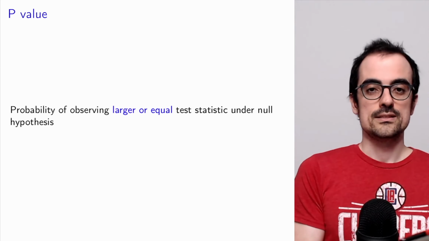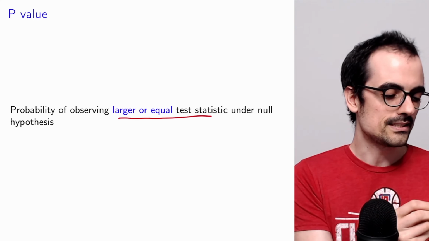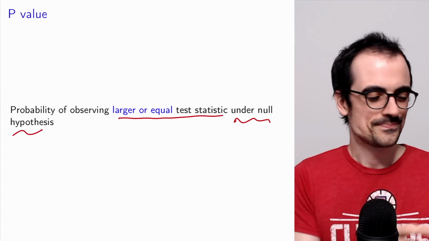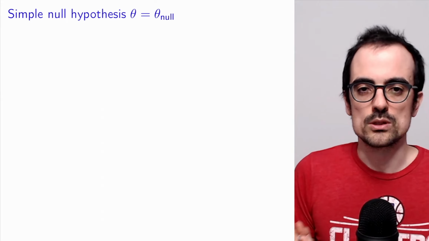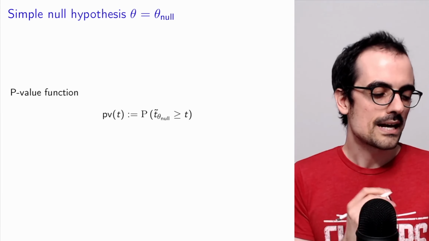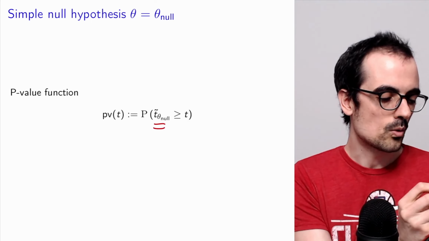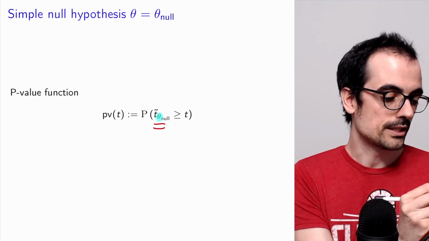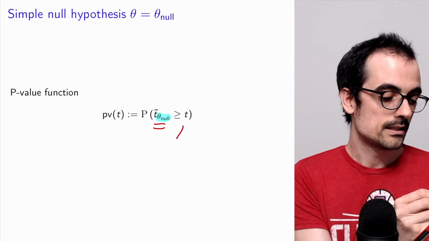Okay, so this quantity, this probability of observing a larger or equal test statistic under the null hypothesis, is called the p-value. We're going to start talking about a simple null hypothesis because this makes things easier. Under a null hypothesis, the p-value is just the probability that the test statistic, when the parameter is equal to the parameter associated to the null hypothesis, is greater than t.